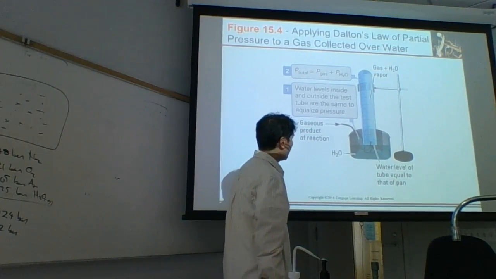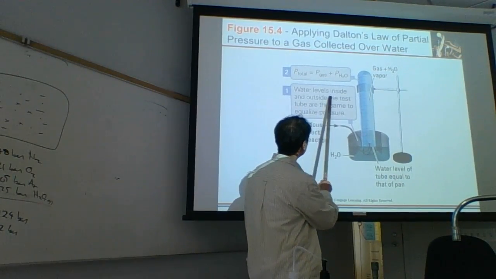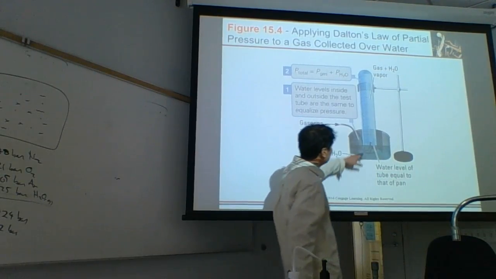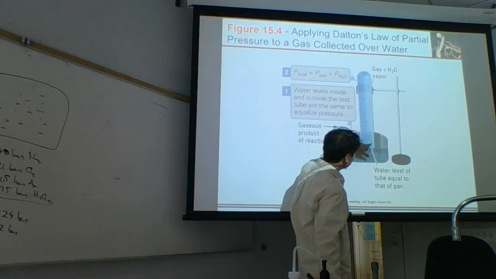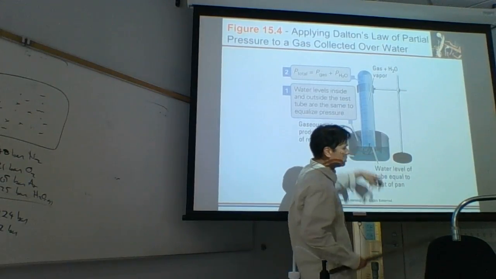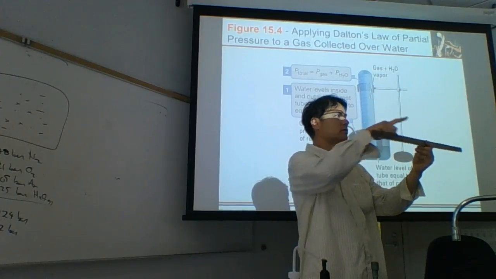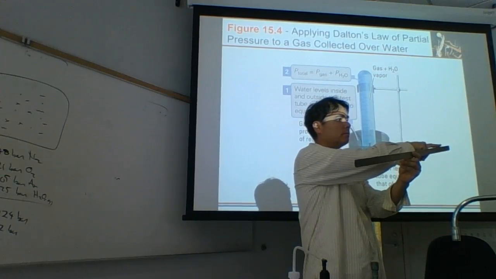And so we did this in lab. We did a trick. Water levels inside and outside the test tube are equalized. In other words, we have the water level inside the test tube and the water level outside the test tube. It acts like a seesaw. So inside the test tube, we have this water level. Outside the test tube, we have this water level.